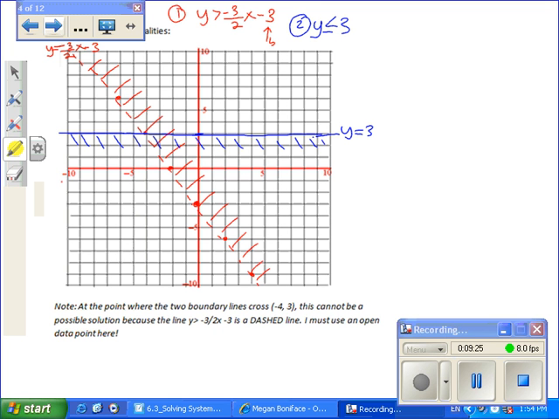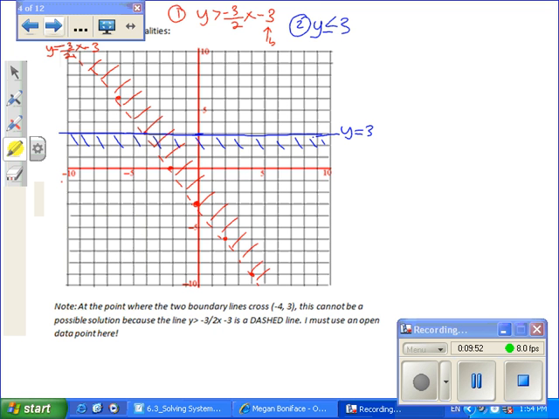Okay, so I've gone ahead, I've graphed it. The next thing that I want to do here is decide what my solution set is. There's a couple things I need to mention. The first thing I want to mention is that whenever you have a dashed line for that linear inequality, so in this case our red dashed line, I know that there's no solution possible on the dashed line.